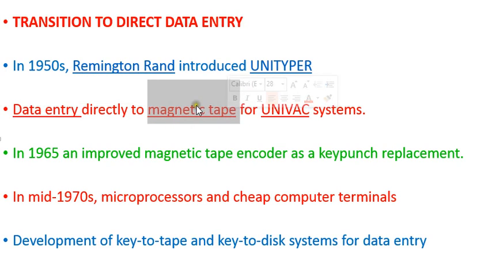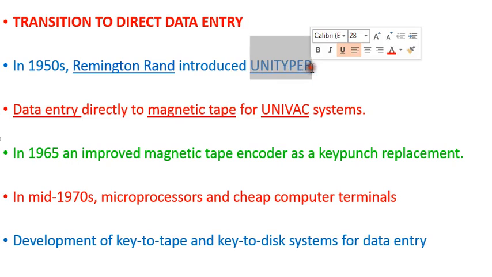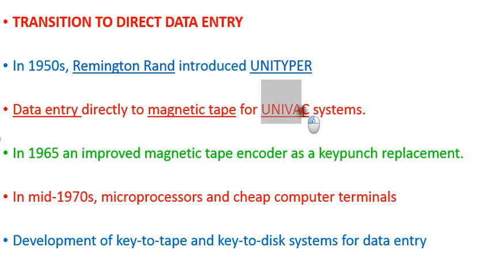When you say magnetic tape, just remember the olden day video cassettes we have. The tape of a cassette recorder, they are all magnetic tapes. So we use this Unityper to input data into them without using the punch cards. And this was used for a computer called UNIVAC. If you can remember, we defined this as Universal Numerical Integrator and Calculator.